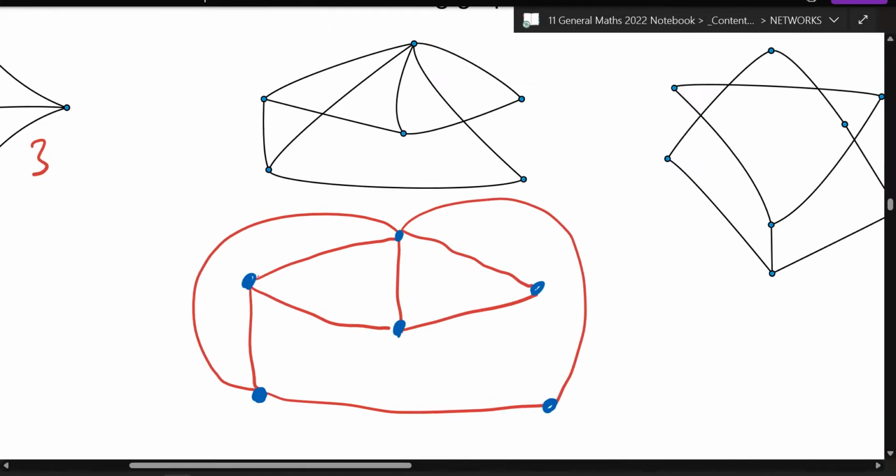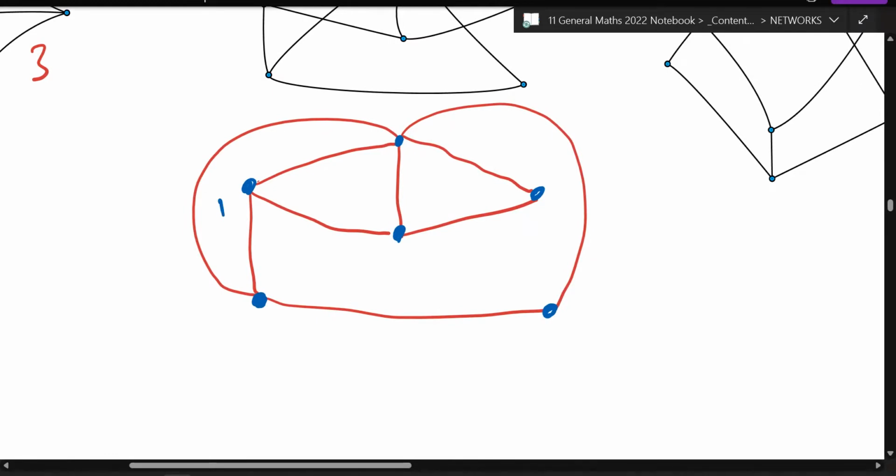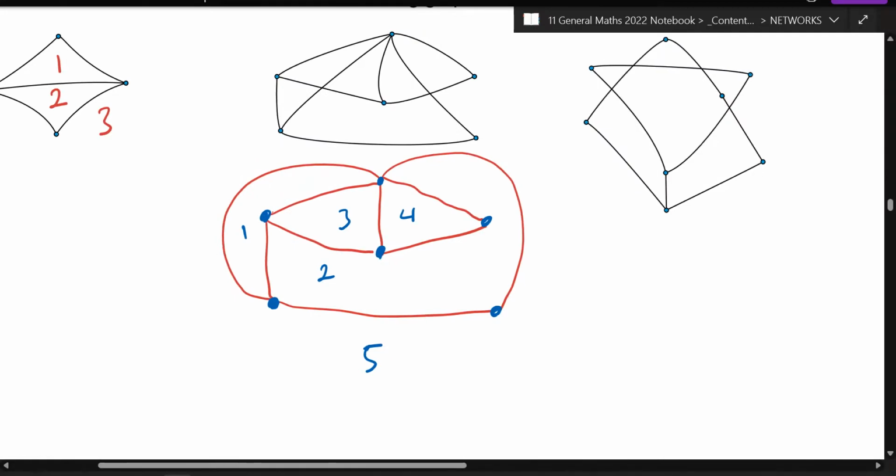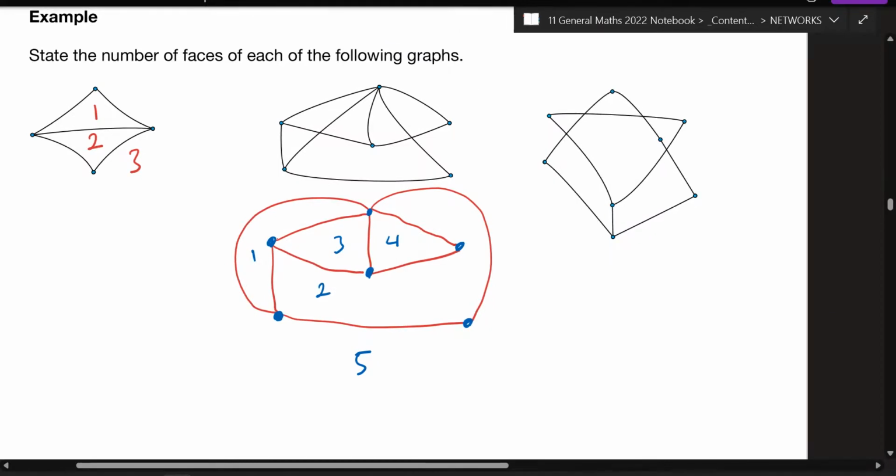Remember, we said that there was 7 initially, but actually there's 1, 2, 3, 4, and then 5 for the outside. So there's 5 faces, not 7. Okay, so you watch out for that because it will come up in the sack. I've seen it happen before. Make sure it's planar form first, to draw it in planar.